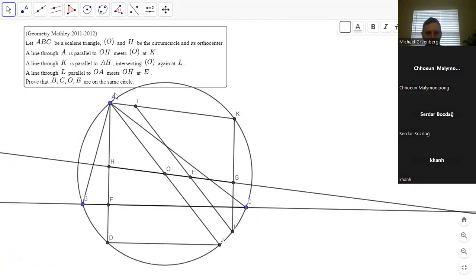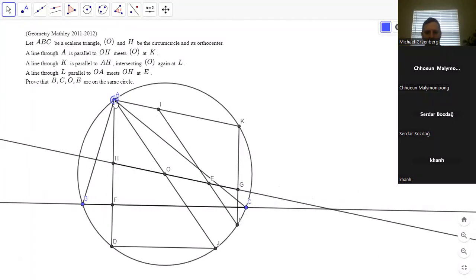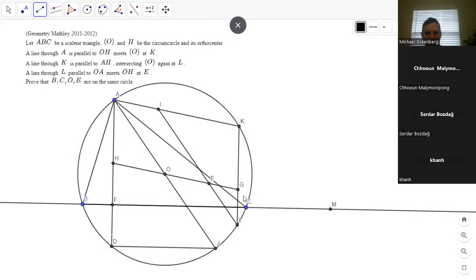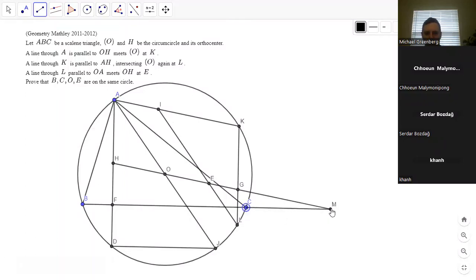So I'll let the Euler line meet BC at a point. Can you let it be a little closer? Yeah. Maybe right there. So we can prove that D, L, and M are collinear. Oh, really? Yeah, because they are reflections. HM is the reflection of DM over BC. Because H and D are reflections and G and L are reflections. So that makes sense.